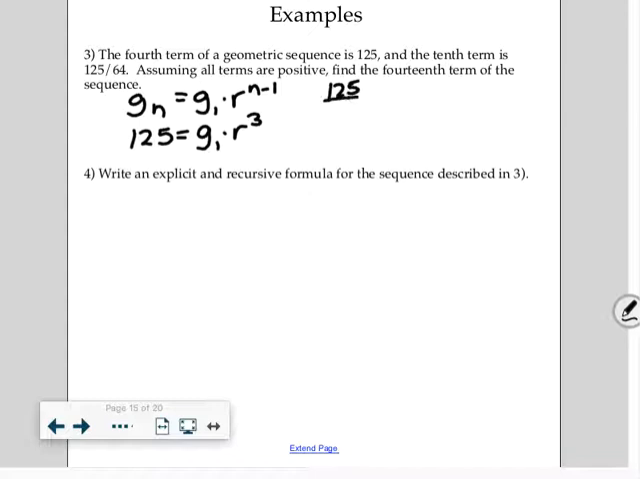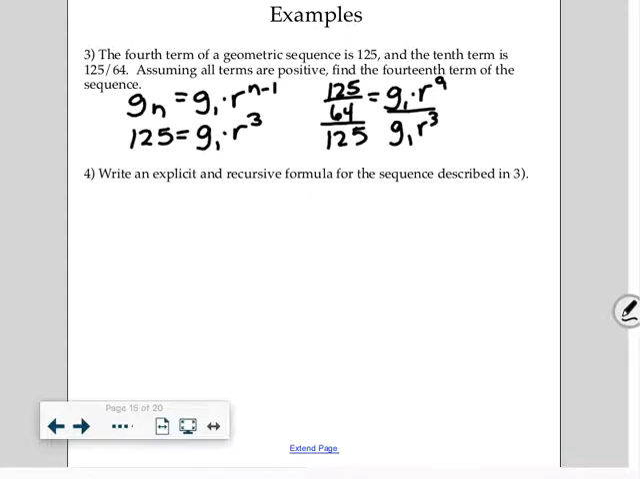I also have that the 10th term is 125 over 64. So I'm going to use the explicit formula to write 125 over 64 equals g sub 1 times r to the n. Now, I'm doing a common ratio, what I'm multiplying by. So watch what I'm going to do. I'm going to show you kind of the longer way, the why, and then I'll show you a shorter way to do it.